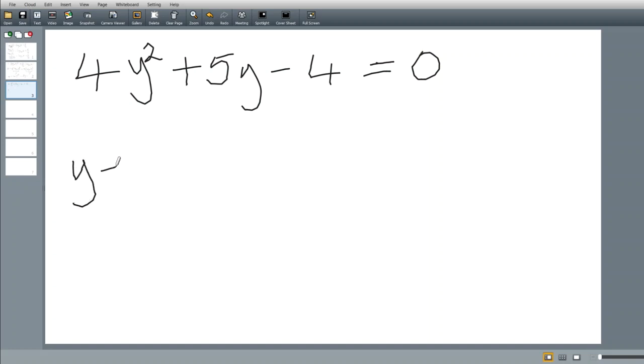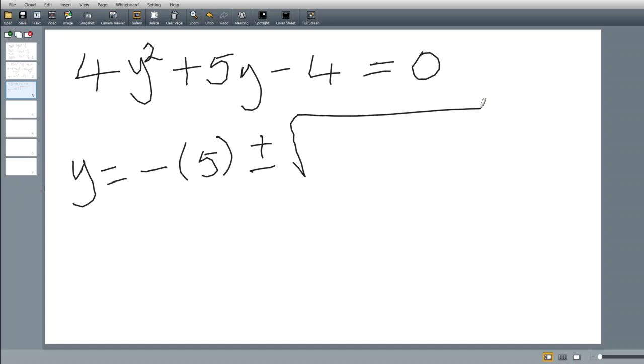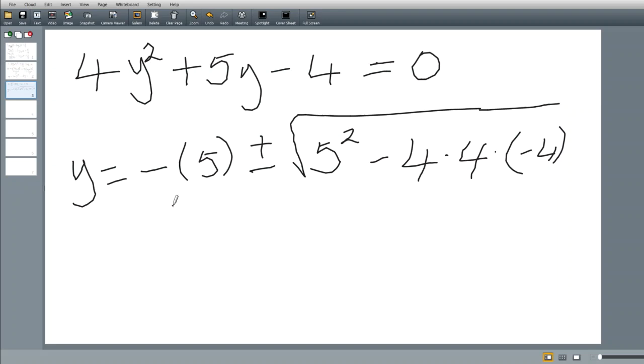So I have y equal to minus b, so it's minus of negative 5, plus or minus the square root of b squared. This is 5 squared minus 4 times a times c. Oops, sorry about that. And then c is negative 4. Okay, so that's what we have, and this is all divided by 2 times a, which is 4.